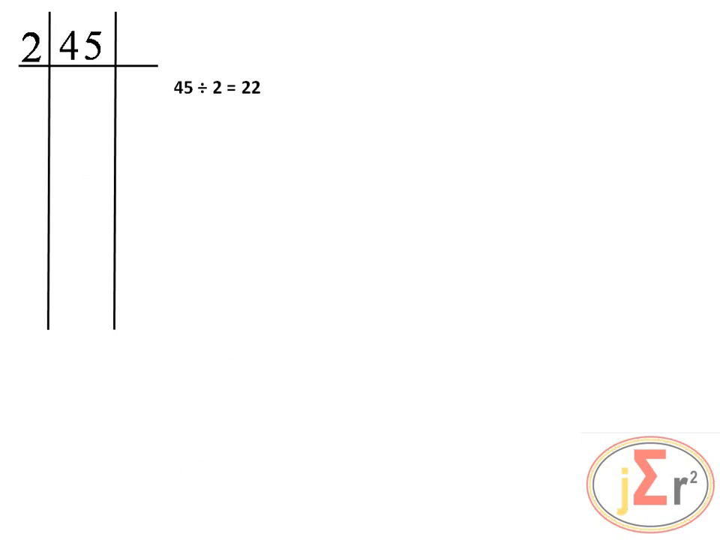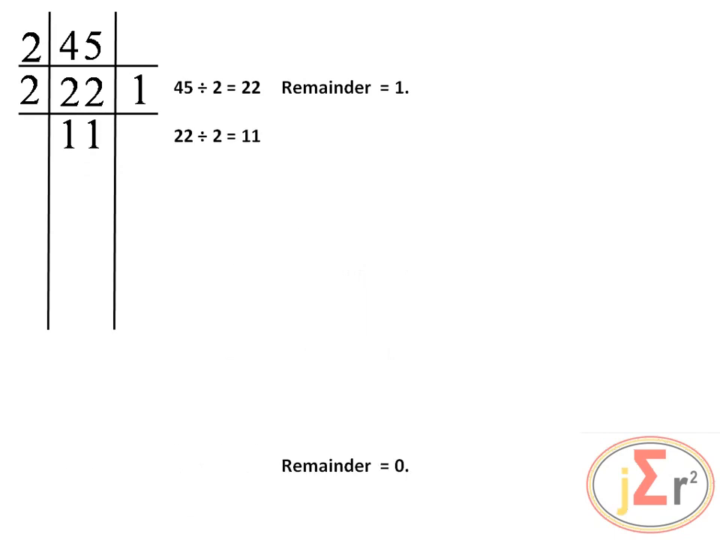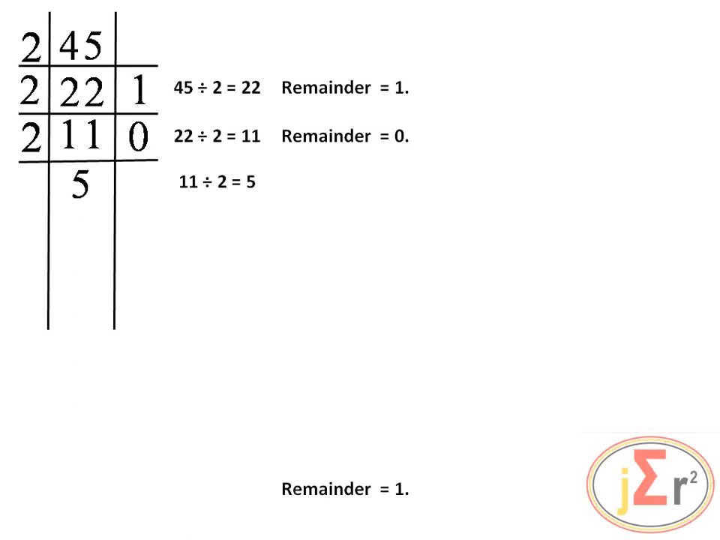Same as before. 2 into 45 is 22, and the remainder is 1. Then we say 2 into 22 is 11, and the remainder is 0. Then, of course, 2 into 11 is 5. And the remainder is 1. Then we have 2 into 5 is 2. And the remainder is 1.